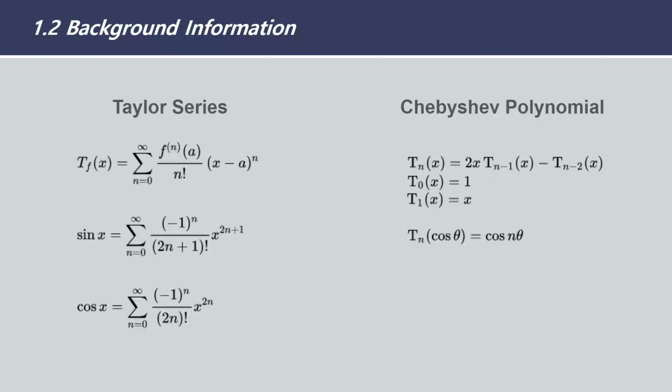There are two examples of Taylor series right here. Sin x can be expressed as negative 1 to the n over 2n plus 1 factorial times x to the 2n plus 1. Similarly, substituting 2n for 2n plus 1 from sin x derives the Taylor series of cosine x. Next one is Chebyshev polynomial. It is defined deductively as shown. For the nth Chebyshev polynomial Tn, Tn of cosine theta is equal to cosine n theta.